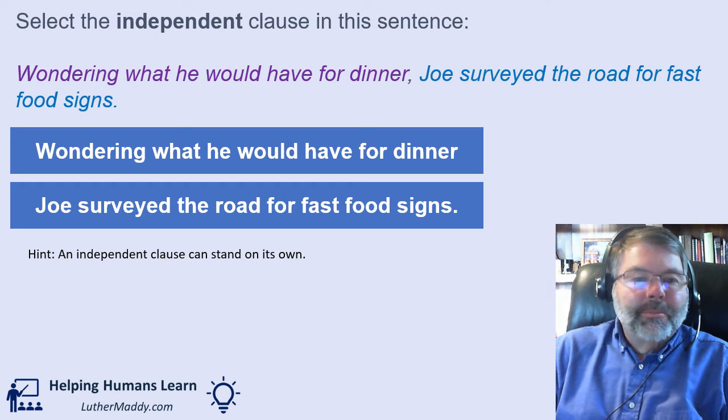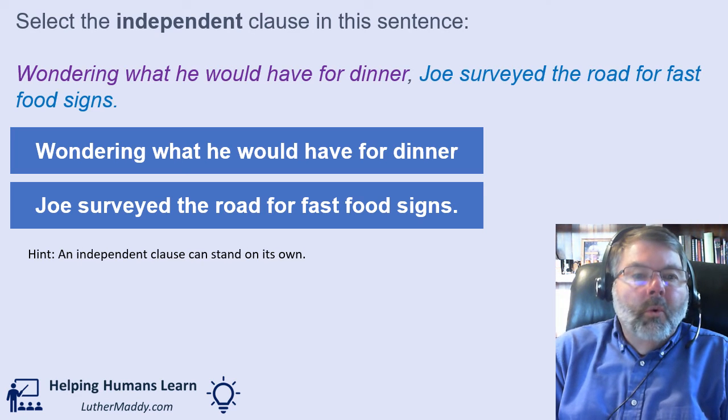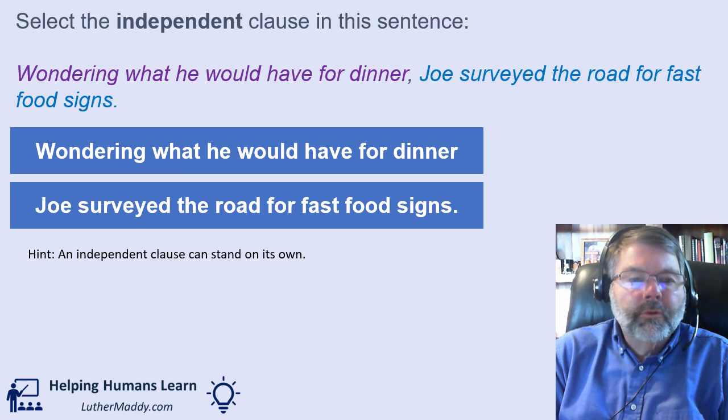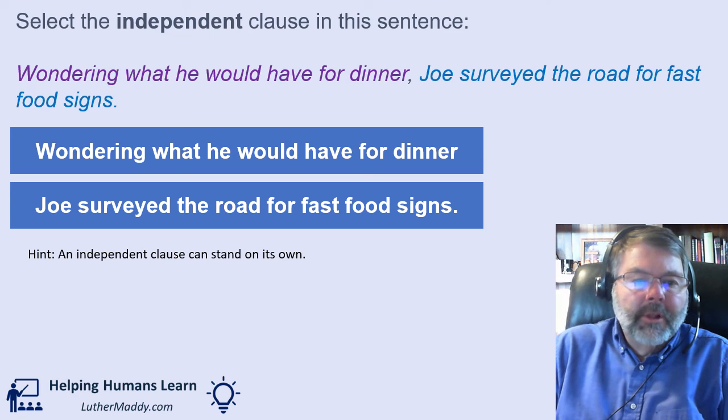All right, here's another chance to prove how brilliant you are and that you were paying attention. So look at these two examples from this sentence and figure out which one is the independent clause. Wondering what he would have for dinner, Joe surveyed the road for fast food signs. Is the independent clause wondering what he would have for dinner? Or is it Joe surveyed the road for fast food signs? And of course, I'll give you a little hint. Remember that an independent clause can stand on its own as a complete sentence. So think about it. Which one do you think it is? And I'll show you in the next slide.